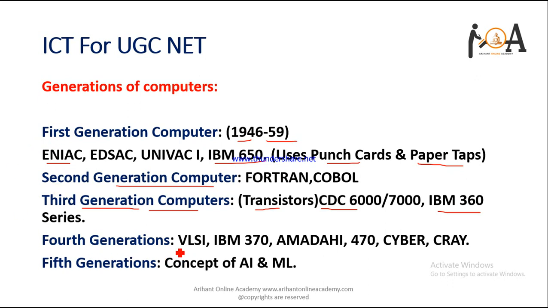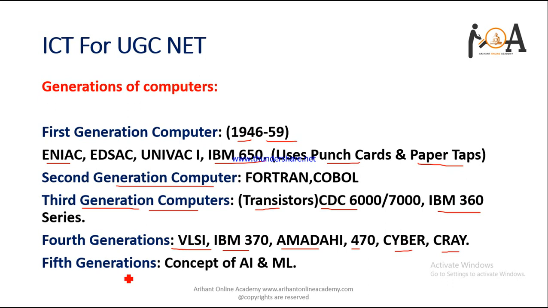Fourth generation is basically of very large scale integration. They use processors, and in a tiny chip they use several transistors, right? The basic examples of fourth generation computers are IBM 370, AMDAHL 470, Cyber and Cray, and NEC supercomputers are also there in the fourth generation computers, right?